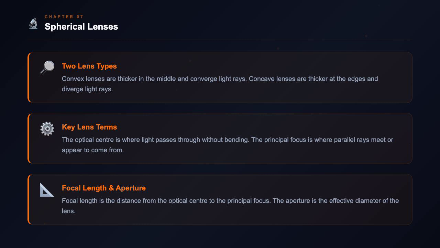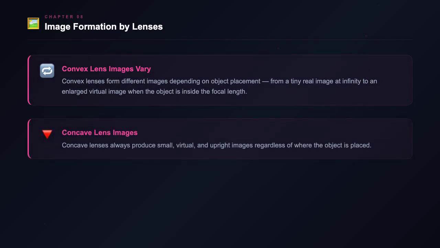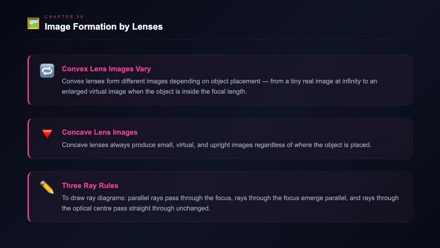The principal focus is where parallel rays meet or appear to originate from. The focal length is the distance between the optical center and the principal focus. The aperture is the effective diameter of the lens's circular outline. Convex lenses form different types of images based on object placement.